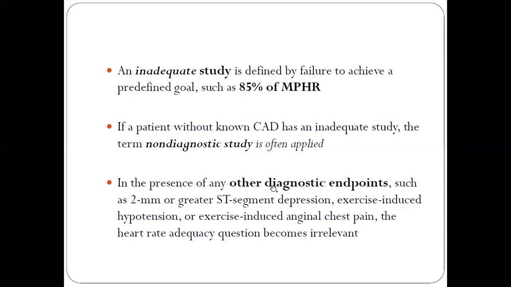In the presence of any other diagnostic endpoints, suppose the patient has not reached this maximum heart rate, but has reached 2 millimeter or greater ST segment depression, exercise-induced hypotension, or exercise-induced anginal chest pain, then the heart rate adequacy question becomes irrelevant in that case. Because the endpoint has already been achieved, you can consider it as diagnosed.